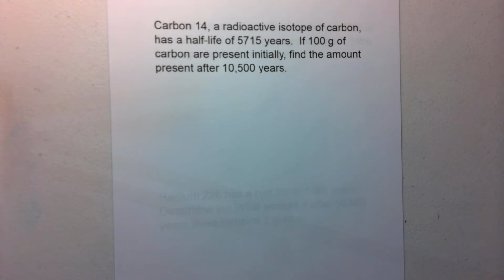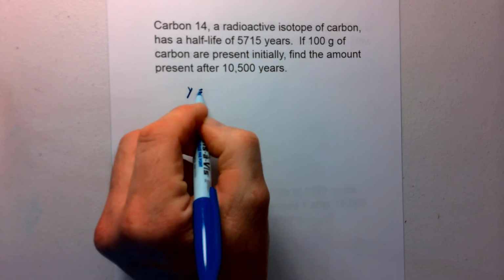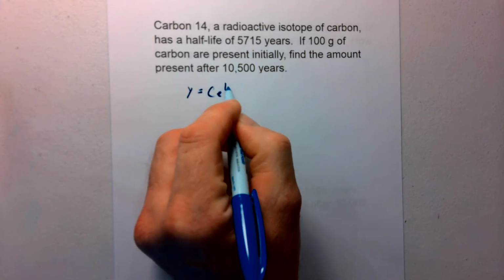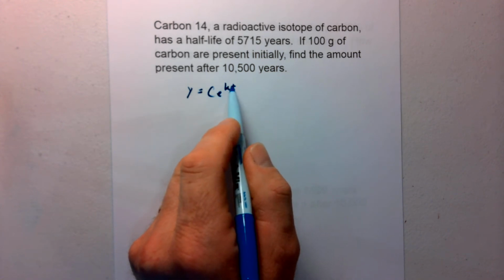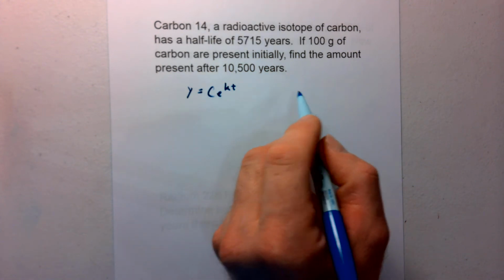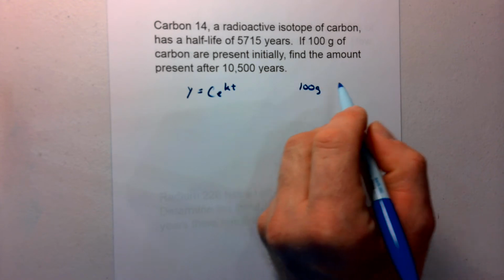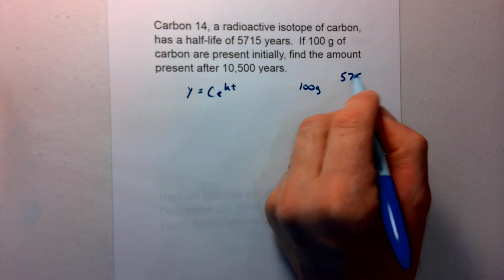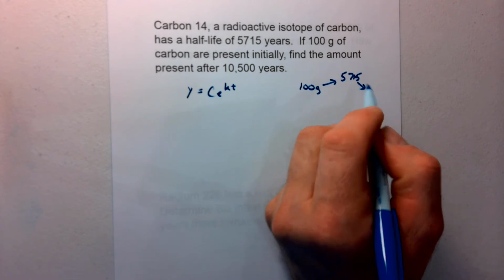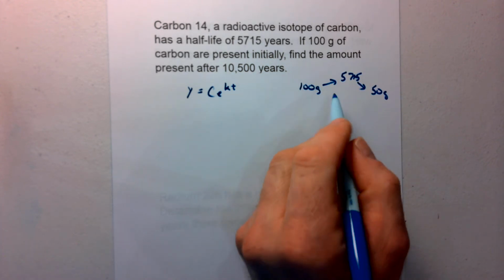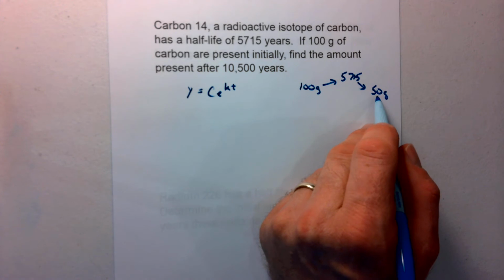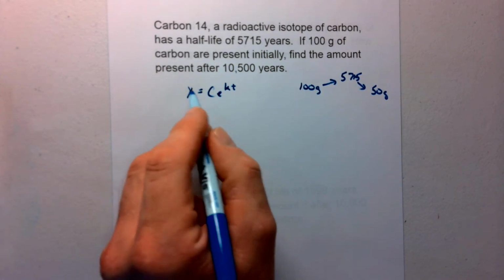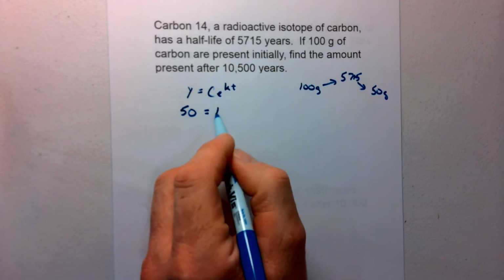So the first thing we're going to do is we're going to go ahead and set up to find our k value. And to find our k value, we're going to start with that y equals ce to the kt. And in order to find that k value, we know the half-life of carbon-14. So we know that if we start with 100 grams, then in 5,715 years, after it goes by, we're going to be left with 50 grams. And we can continue this on and so forth. So it doesn't matter what we start with, we're always going to end with half of what we started with. So we can say we end with 50 grams if we started with 100 grams.